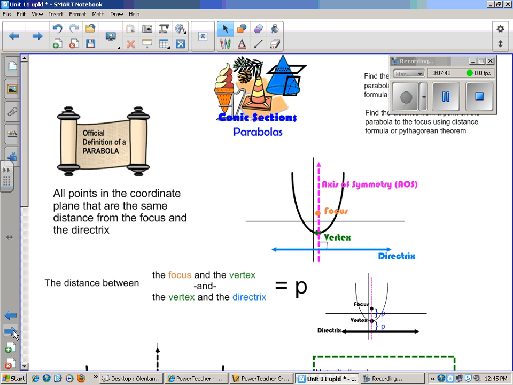I don't know if we do that in Algebra 2. Do we do focus and directrix? Okay. Oh, okay.